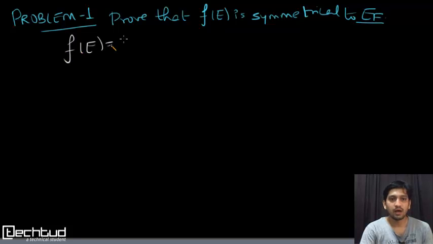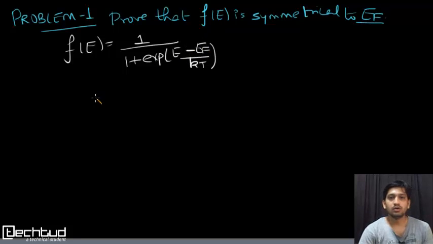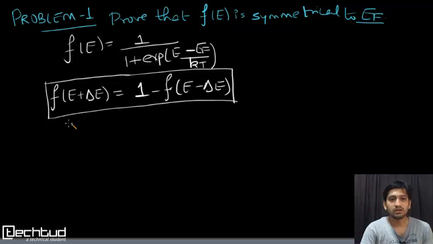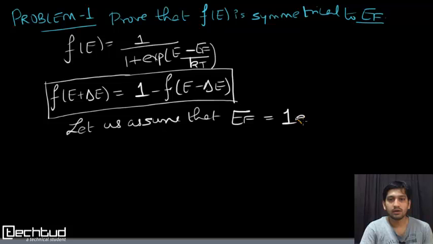So what is f(E)? f(E) is given by 1 by 1 plus exponential of (E minus EF) by kT. Now you put different values of E and assume one single value of EF, and in that way you can prove that f(EF plus delta E) is equal to 1 minus f(EF minus delta E). So in this way you can prove that f(E) is symmetrical about EF. For this case let us assume that EF is one electron volt.